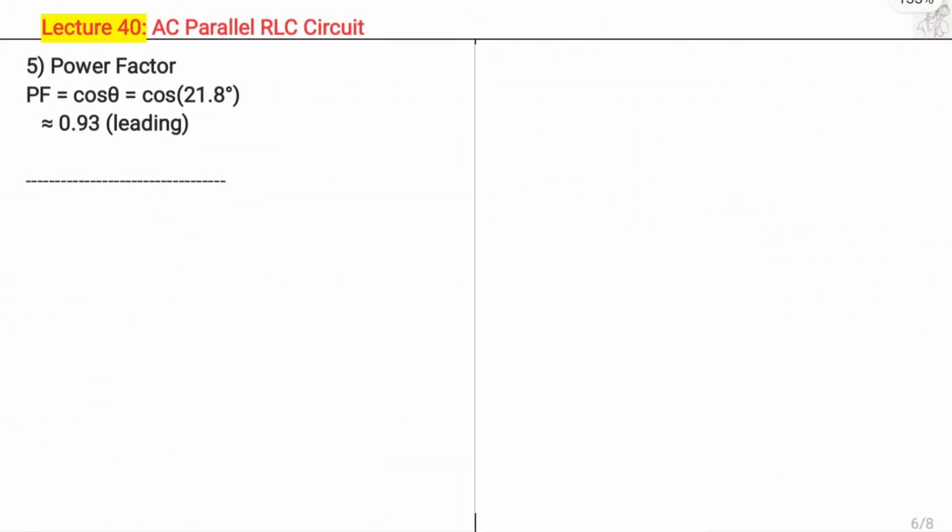So once we have the angle, we can find out the power factor, which is simply cos of the power factor angle, that is cos of 21.8, and this comes out to be 0.93, and since current is leading, therefore power factor is also leading.